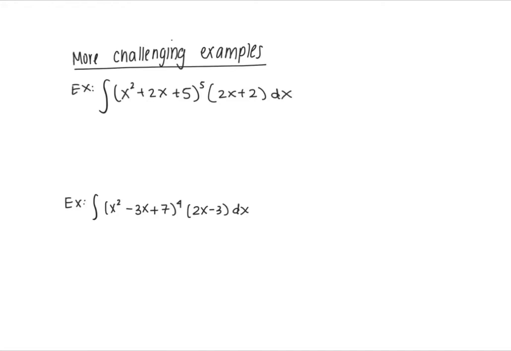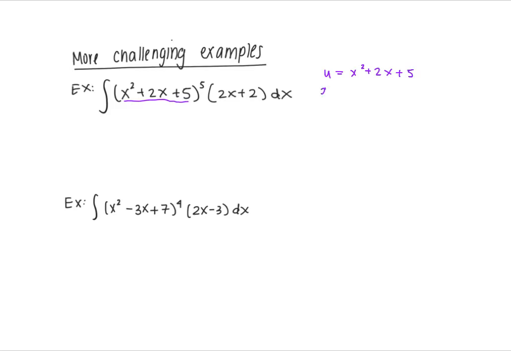So we know that the main steps for u substitution is to look for something to be the u, and usually you pick the inside to be u. So let's look at this first example here. This right here is going to be my inside. So I'm going to let u equal x squared plus 2x plus 5.